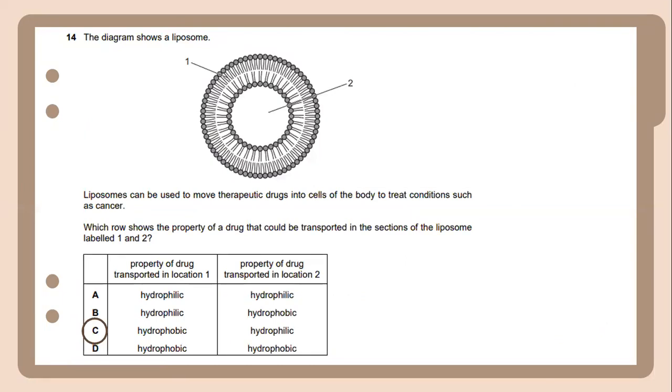Number 14, the diagram shows a liposome. Liposomes can be used to move therapeutic drugs into cells of the body to treat conditions such as cancer. Which row shows the property of a drug that could be transported in the sections of the liposome, labelled 1 and 2? The property of drug transported in location 1 is hydrophobic, and the property of drugs transported in location 2 is hydrophilic.